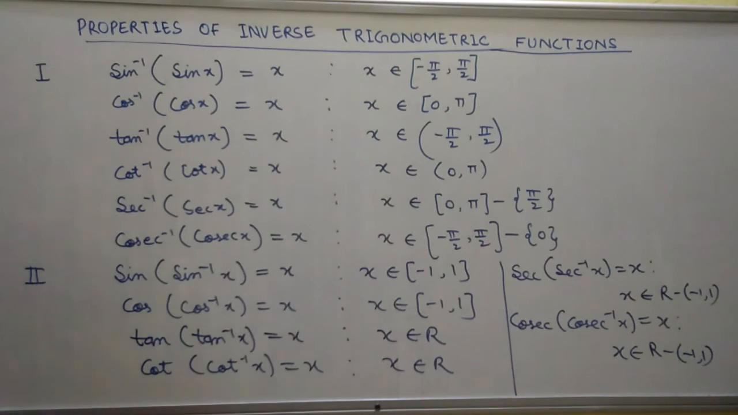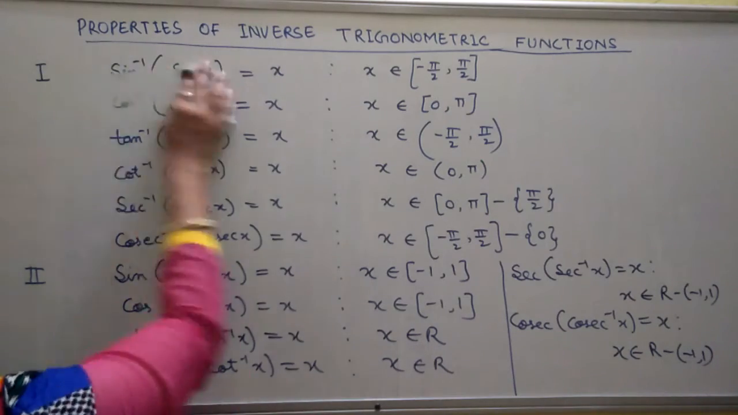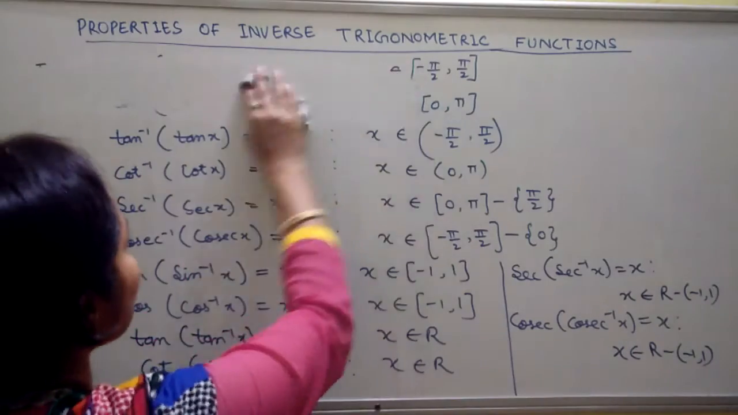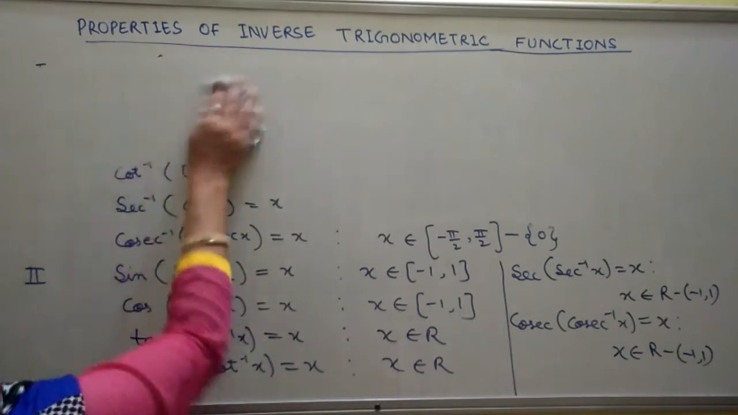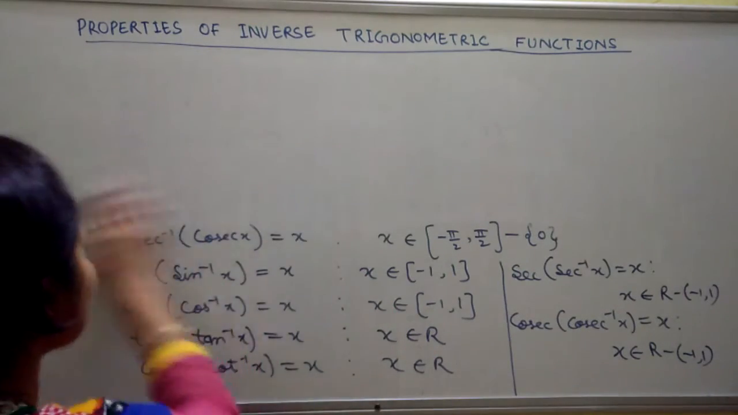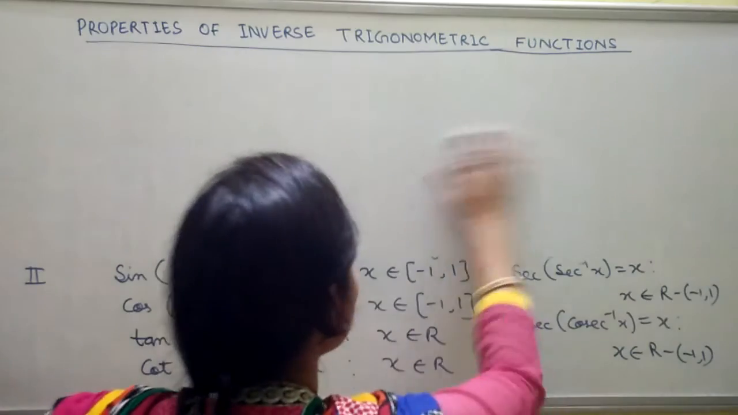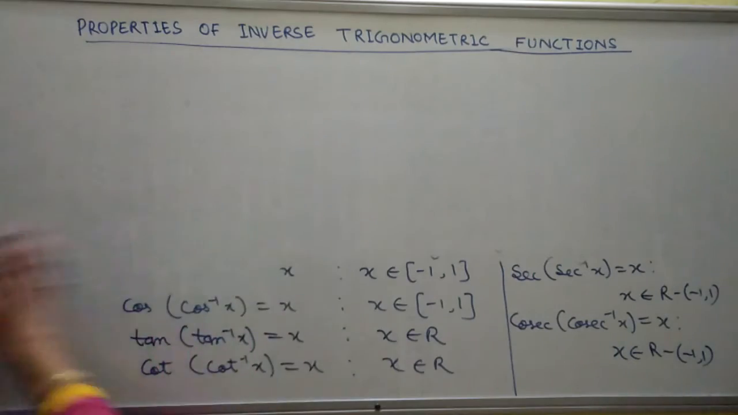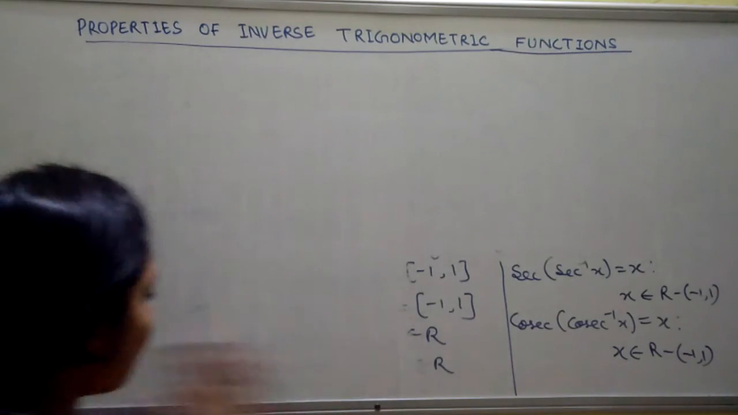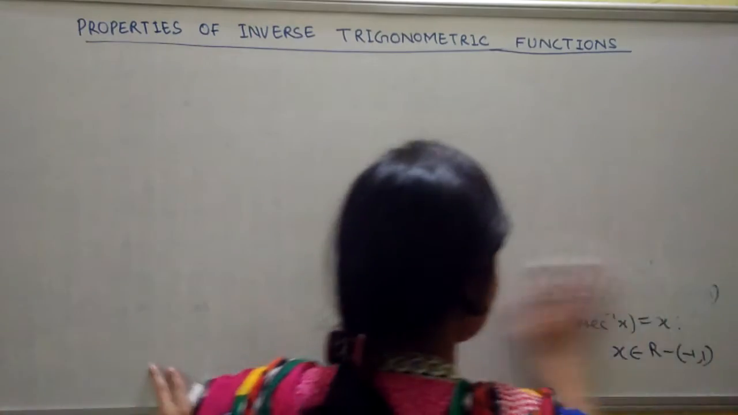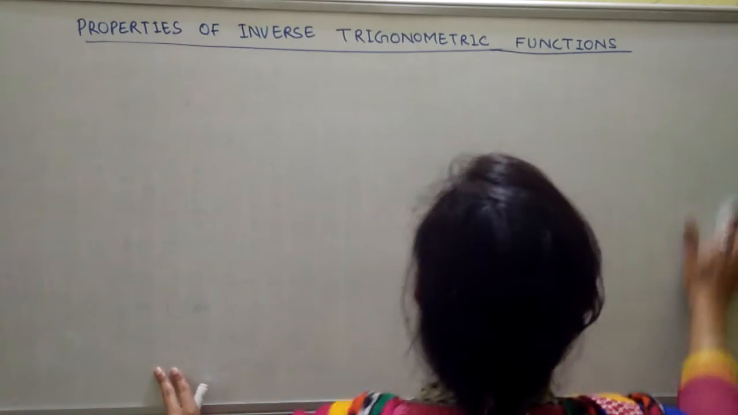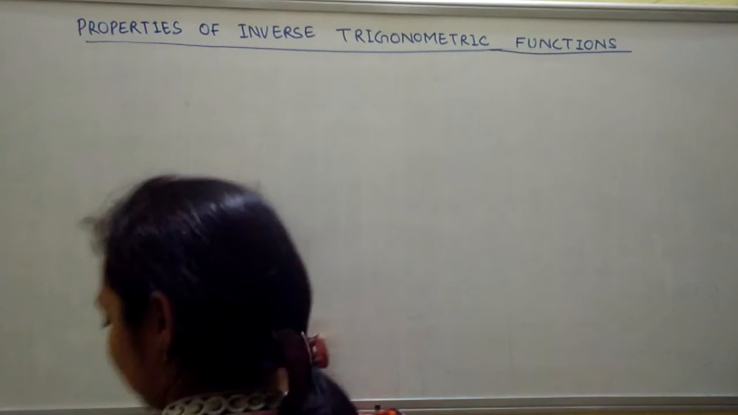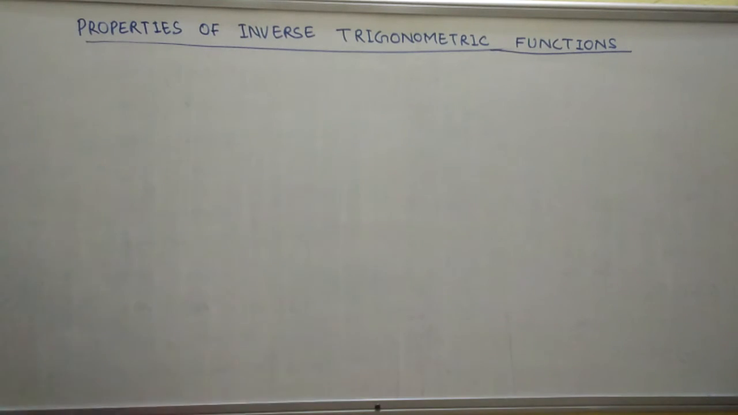Now come to the third property. What is the third property? Easy properties are there. You have to learn these properties. After that you can solve so many questions on the basis of these properties. These are very important properties. Okay, come to the third and fourth property. There are 7 properties in inverse trigonometric function. Okay, so come to the third property.